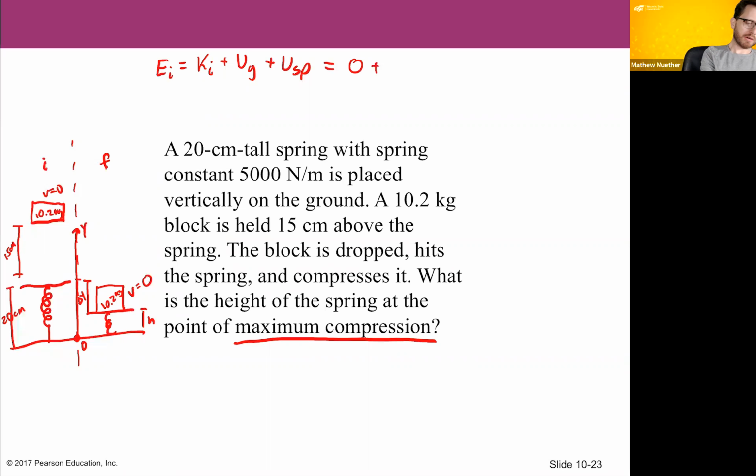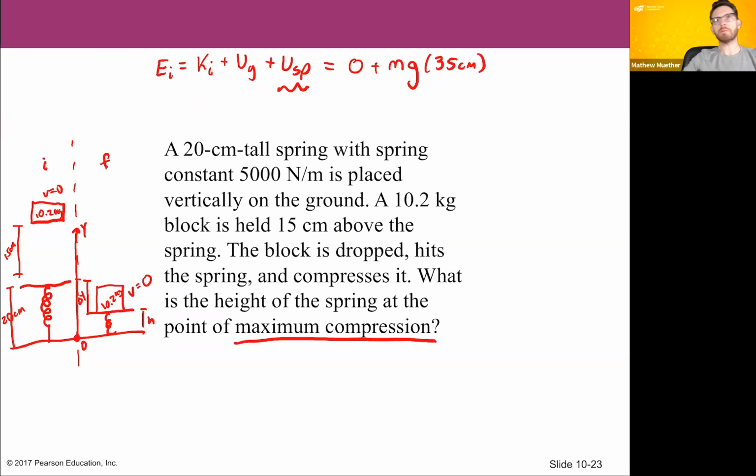It's raised off the ground here. I can see that its initial potential energy then is going to be the mass of the block times the gravitational acceleration constant times the height above the ground. I can see it's 20 centimeters. That's how tall the spring is. And I'm holding the block 15 centimeters above the spring. So this is going to be something like 35 centimeters up above the spring.